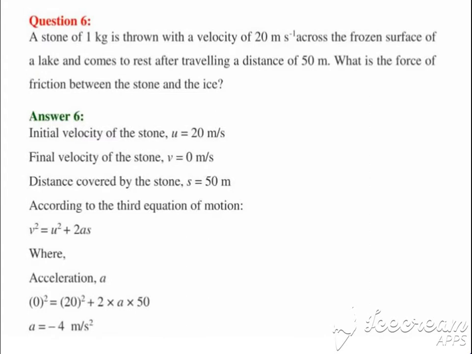Question number 6. A stone of 1 kg, that is mass again, with a velocity of 20 meter per second, so u is 20, slides across the frozen surface of a lake and comes to rest. Rest means it is stopped, that means final velocity is 0, after traveling a distance of 50, that is S equal to 50. Always write the quantities that are given to you with symbols. You have to find the force.